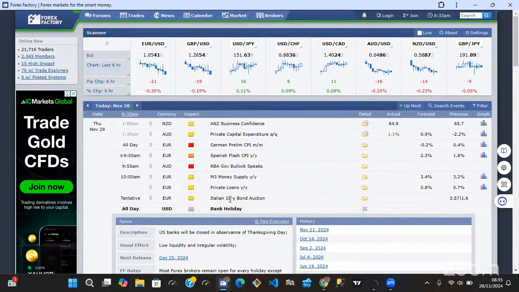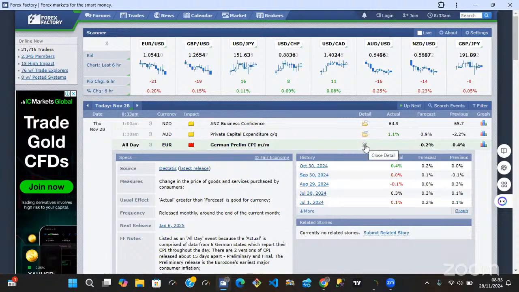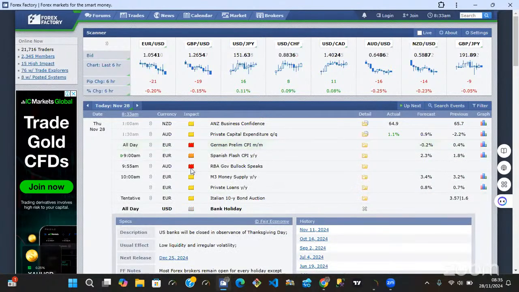For the USD, you're not going to be bothered about fundamental news today. Then we are also expecting major events from Euro all day, the German prelim CPI. It's not stated exactly when the news will be out. It's all day, expected any moment. So we are watching out for that also for Euro.